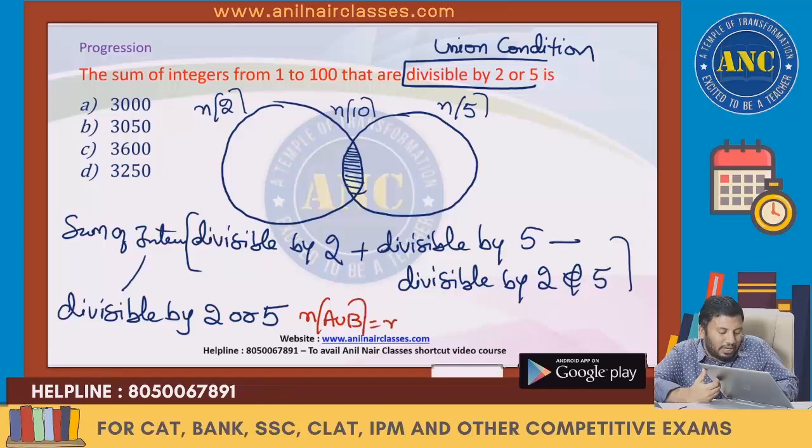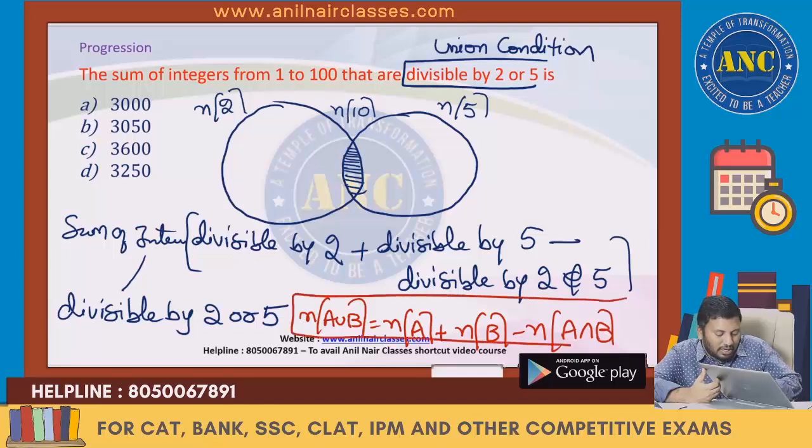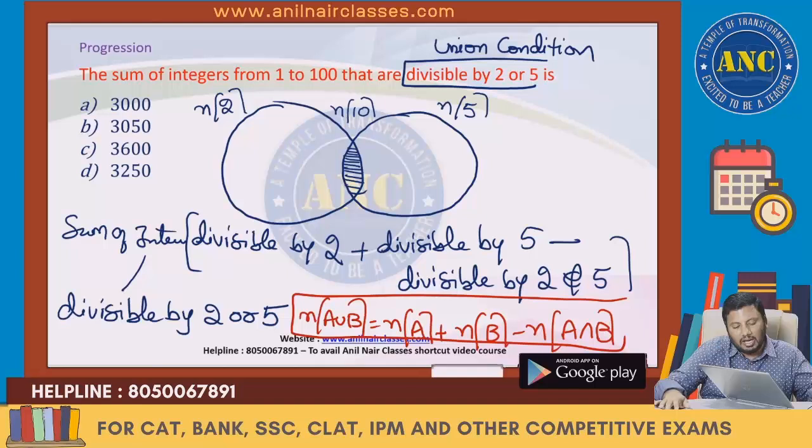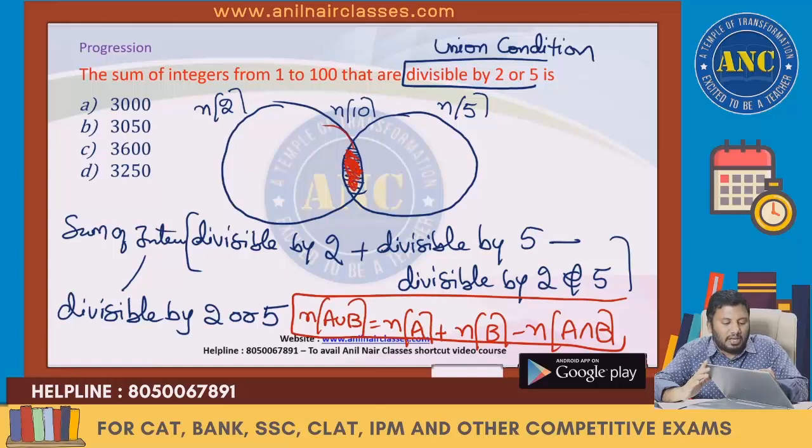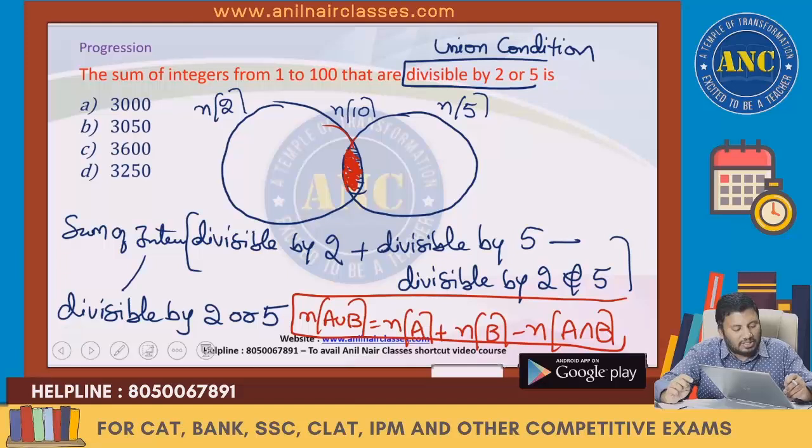N of A union B is N of A plus N of B minus N of A intersection B. This is exactly what I am using. Minus, why? Because this part is coming in this circle and also in this circle, so it is getting counted twice. So one time it should be subtracted.